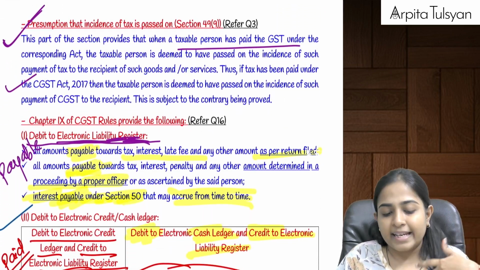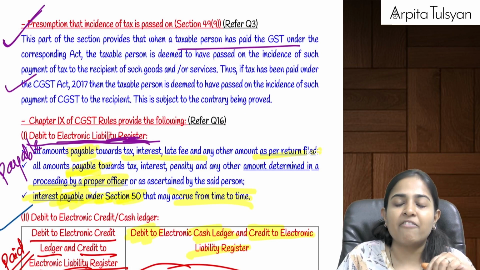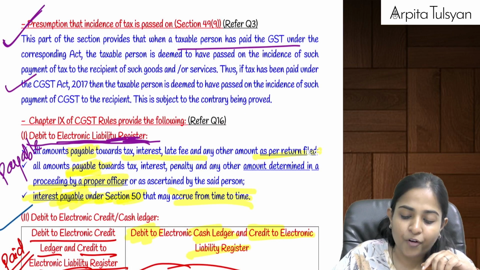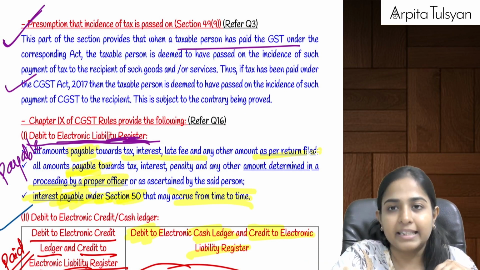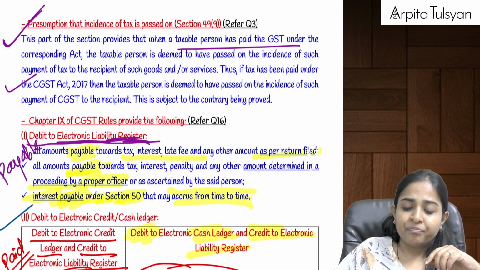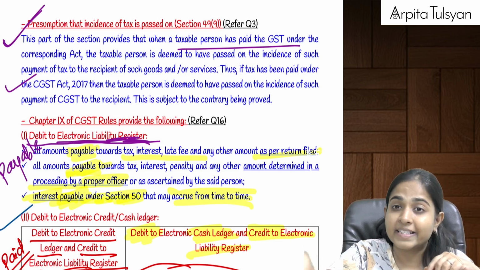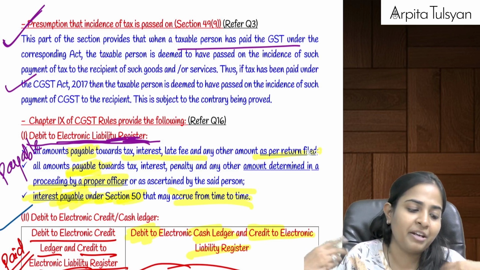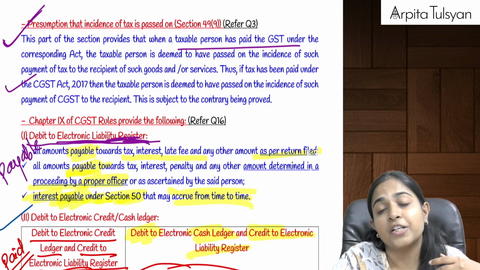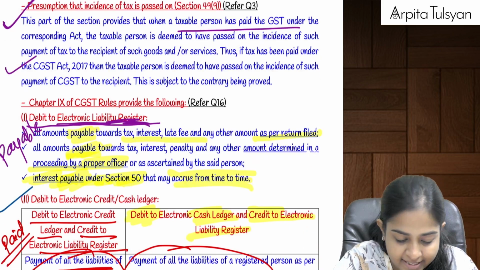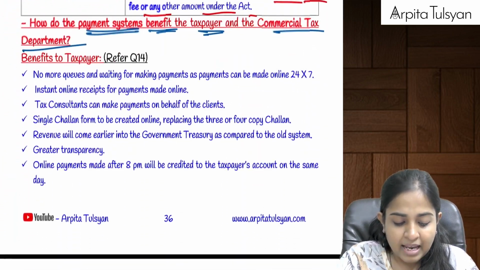Yes. Then there is an assumption that once we have paid tax under GST, the benefit of that has been passed on to the other person, that is, to the recipient of such goods or services. That is, if we pay the tax, the recipient of such goods or services receives the input tax credit of the same. Are you clear with this?